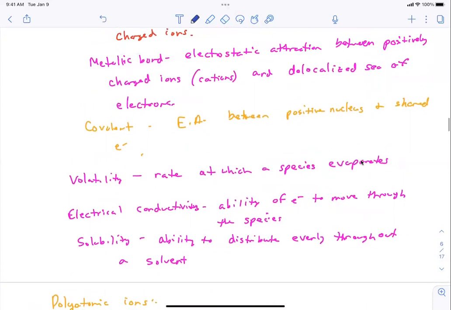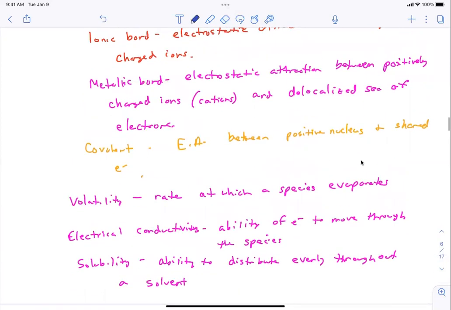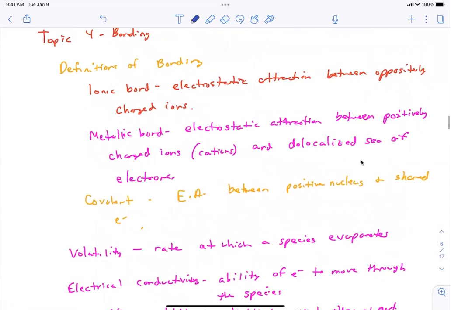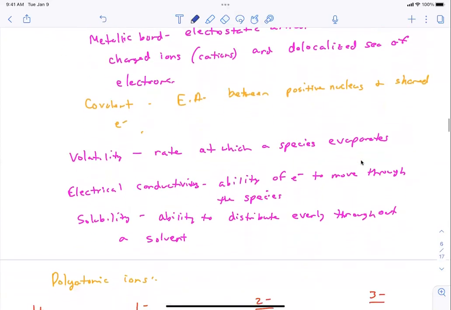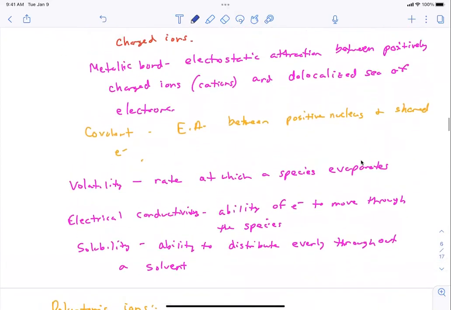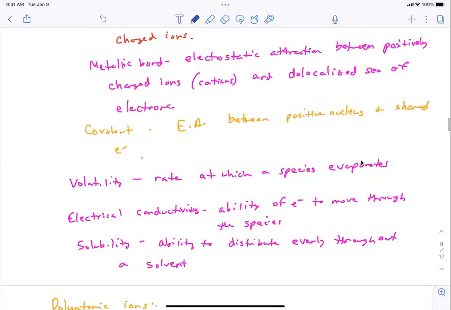Now, remember, all of these physical properties are dependent on the type of bonding that you have and the type of IMFs that are present. Okay. So things that have weak IMFs have high volatility because they evaporate very easily, like simple covalent molecules, but ionic and metallic compounds don't evaporate very quickly.